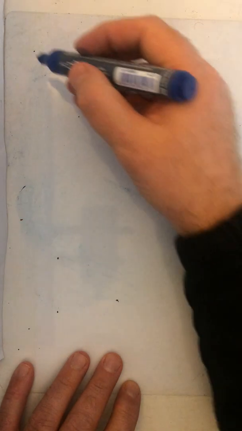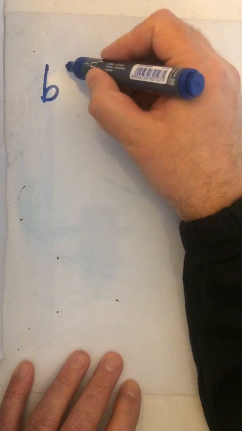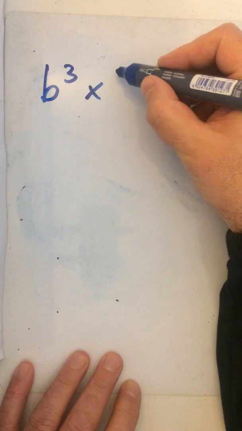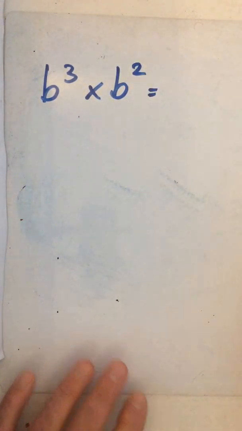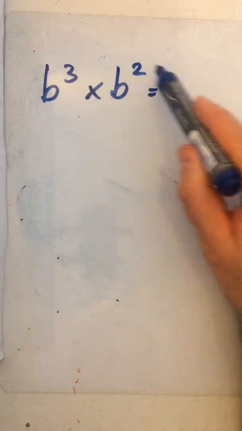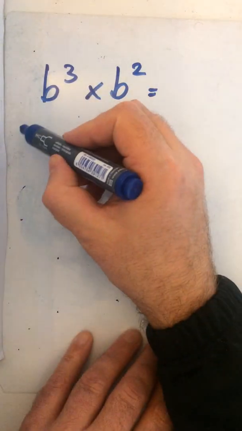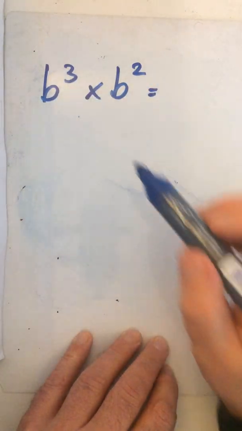Right, okay, so the last thing we'll be looking at, reminding us, is when we're multiplying powers. So for example, what is b to the power of 3 times b to the power of 2? Now the temptation here is to times those together. You don't.